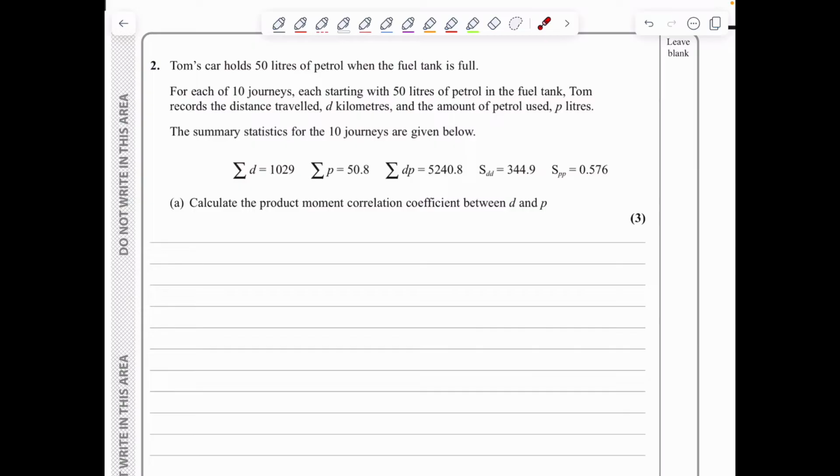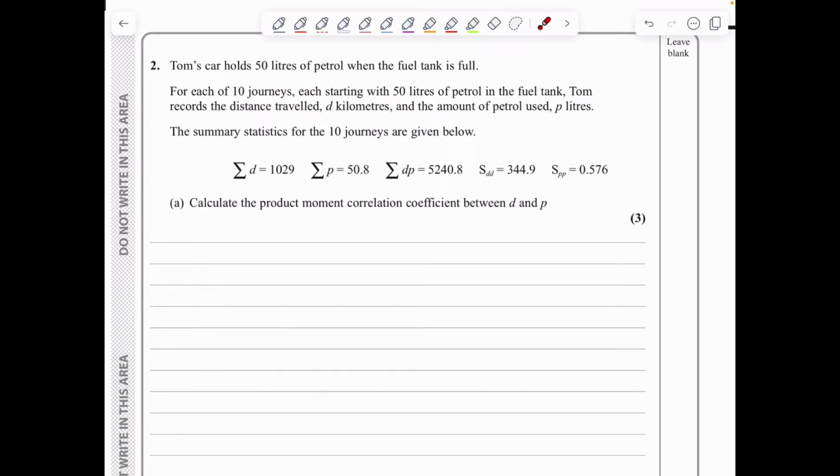In question 2, Tom's car holds 50 liters of petrol when the tank is full, and we've got 10 journeys, each starting with 50 liters of petrol, and we're recording the distance traveled d kilometers and the amount of petrol used p liters. Here are the summary statistics, and we need to work out the product moment correlation coefficient between d and p.